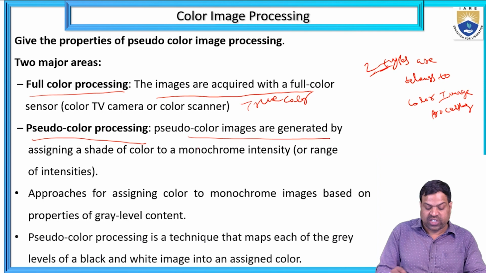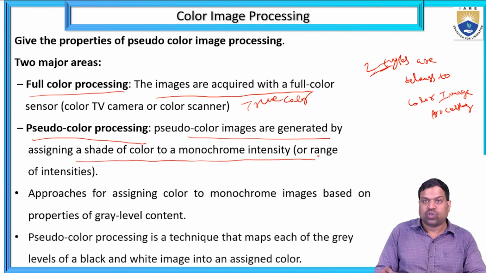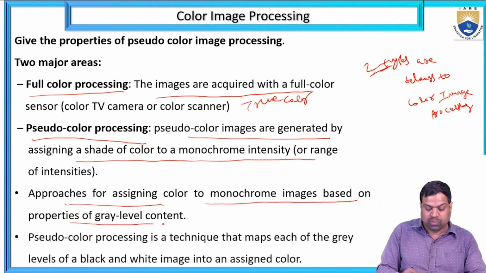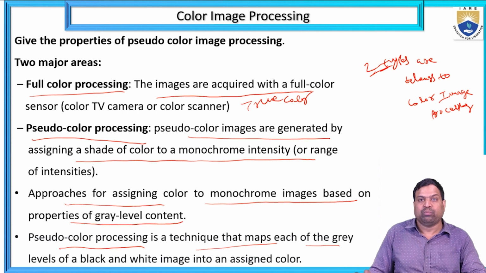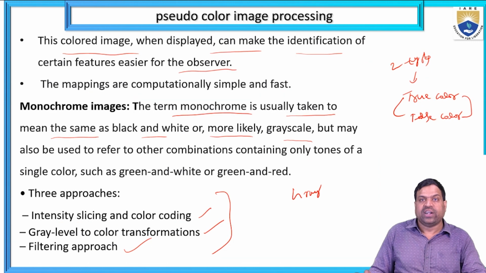Pseudo color images are generated by assigning a shade of color to a monochrome intensity or range of intensities. The approach is assigning color to a monochrome image based on the properties of gray level content. Pseudo color processing is a technique that maps each gray level of a black and white image into a color. That is pseudo color. And when these colors are displayed, they can make the identification of certain features easier for the observer.